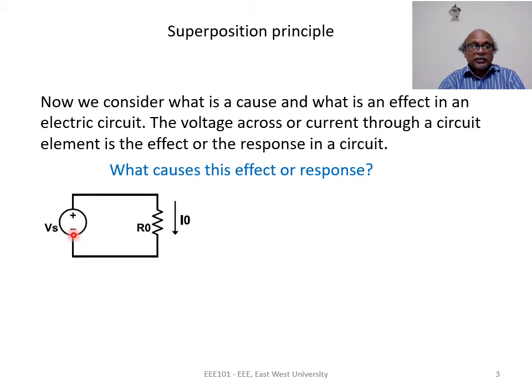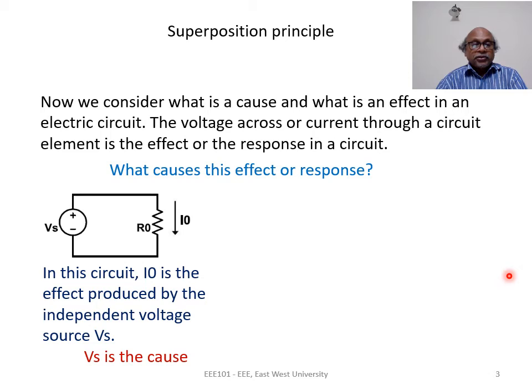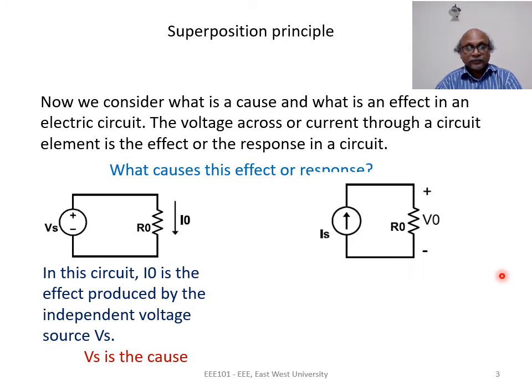In the first case, we have an independent voltage source connected across a resistance R0, and the current flowing through the resistance is I0. We can say that this I0 is produced by the independent voltage source Vs. So in this case, I0 is the effect and the independent voltage source Vs is the cause.